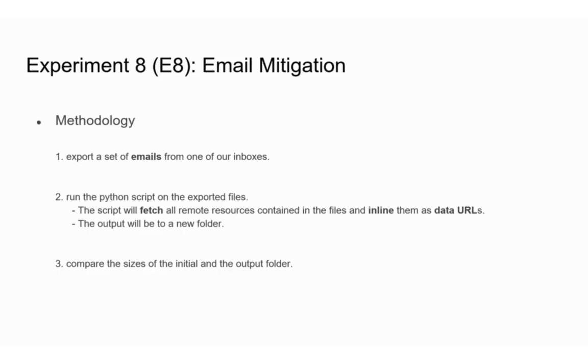Methodologies are as follows. First, we export a set of emails from one of our inboxes. Second, run the Python script on the exported files. The script will fetch all remote resources contained in the files and inline them as data URLs. The output will be written to a new folder. Finally, compare the sizes of the initial and the output folder. Then we can know the space overhead of inlined files compared to the original files.